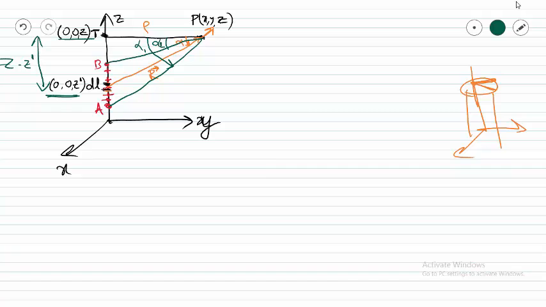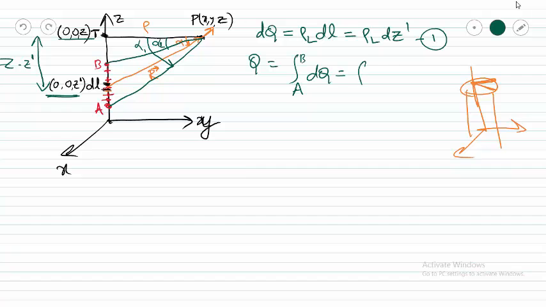With these things, first let us write down the expression of electric field intensity. Before that, the differential amount of charge on the differential element of length dl is given by rho l dl, which is equal to rho l dz dash. Now the total amount of charge on the line charge distribution AB is given by Q equal to integral from point A to point B of dq, which is equal to integral from A to B of rho l dz dash. Let it be equation 2.